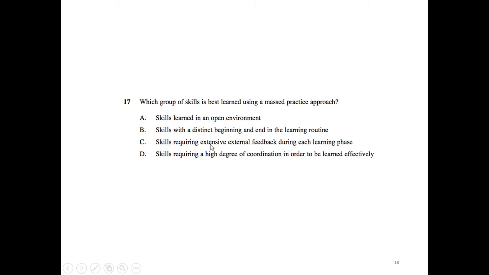Skills requiring extensive external feedback during each learning phase. That wouldn't be very helpful either, because with mass practice, the coach can't give you a lot of that feedback. And skills requiring a high degree of coordination. Well, in order to be learned effectively, they actually need to be done in part practice. If you think about a very complex aerial ski jump, you can't do that all in one go. You need to do the somersault first and the double twist, and then you start to put them together. So 17B would be the answer.